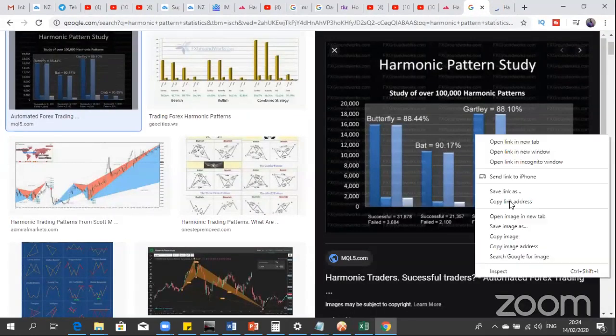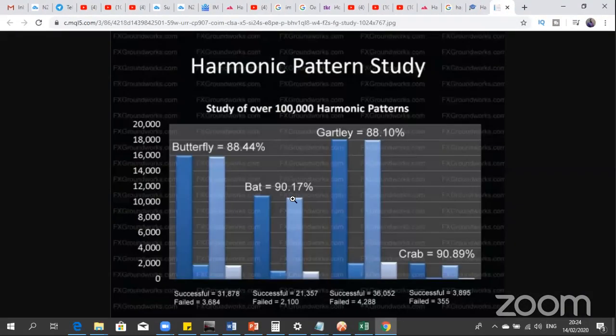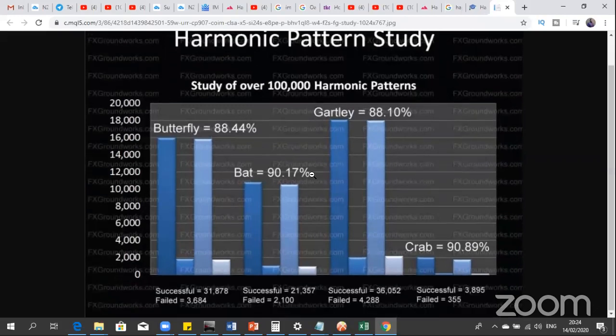Let's go ahead. So this is the statistics of the Harmonics scanner. And that shows us the level at which we're going to be having a winning rate with it. Some proof of traders did a study of over 100,000 harmonic scans, and they discovered that the butterfly pattern has over 88% win rate. The bat pattern has over 90% win rate. The Gartley has over 88% win rate. The crab has over 90% win rate.